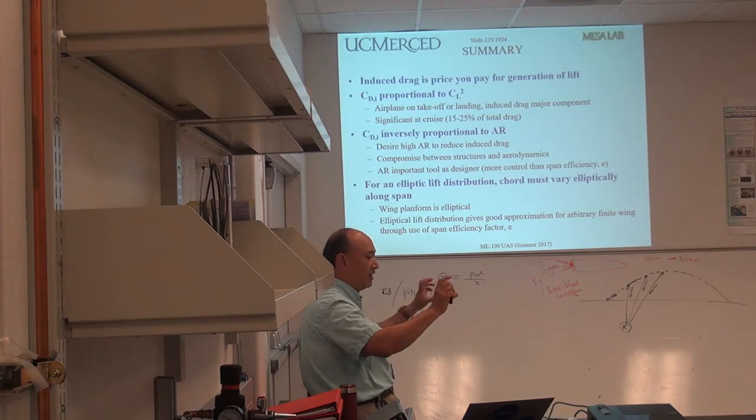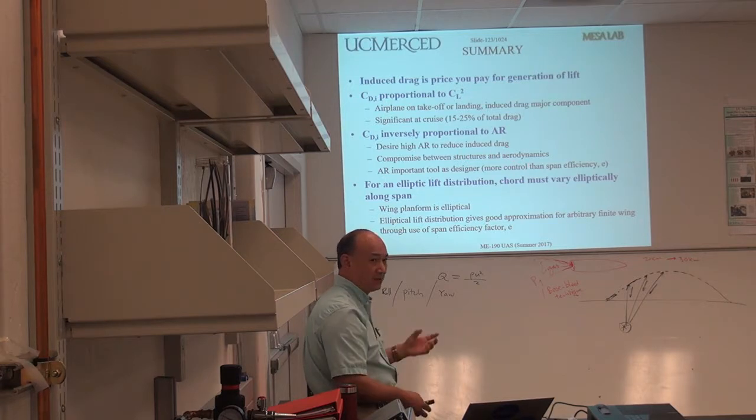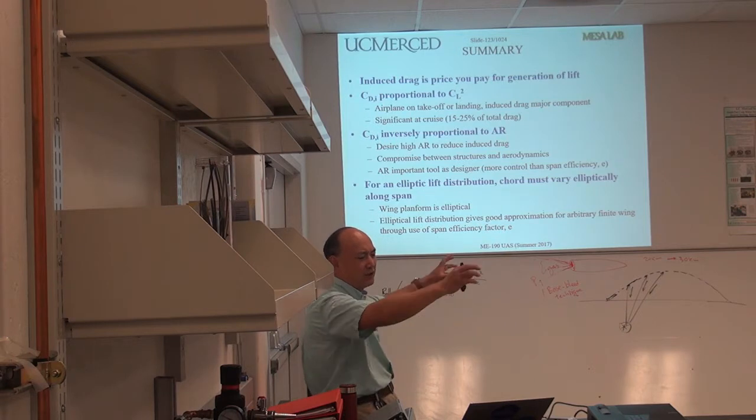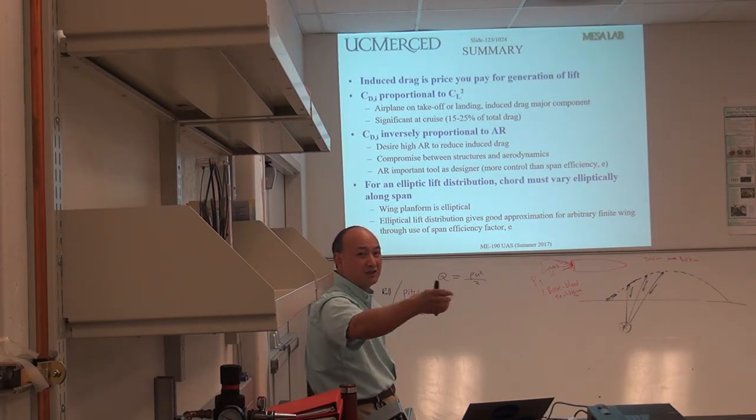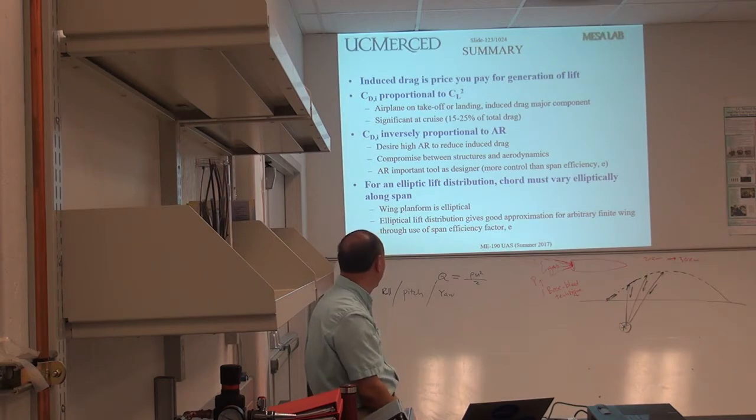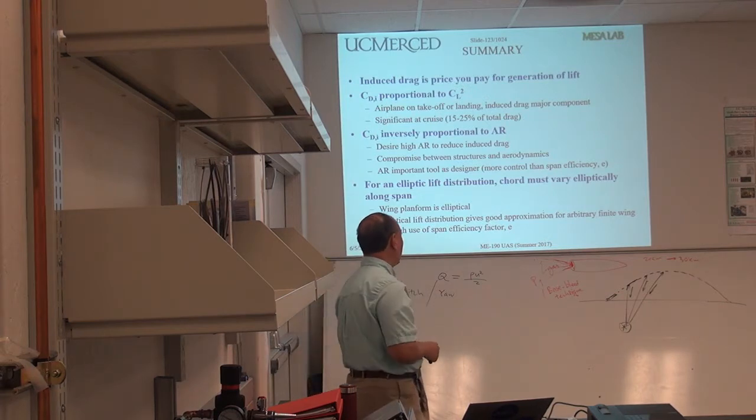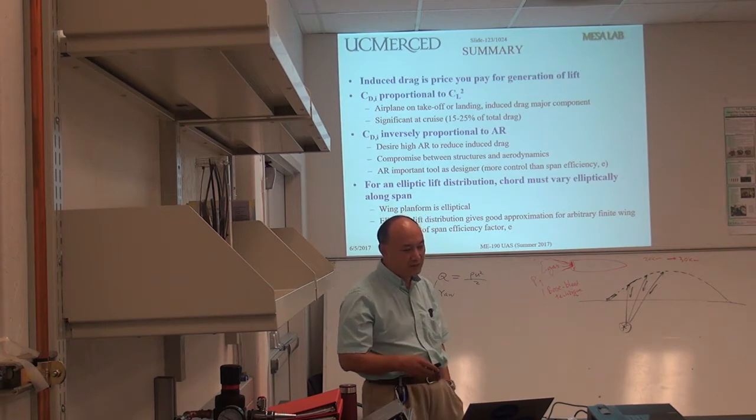That's why in a glider you have a very large wingspan. It is a compromise between structure and aerodynamics. If you need a very high aerodynamic coefficient, you need a very large wingspan, but structurally it is hard to maintain that large wingspan. So aspect ratio is actually a very important tool for the designer, with more control than span efficiency.